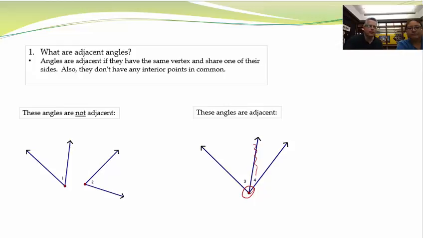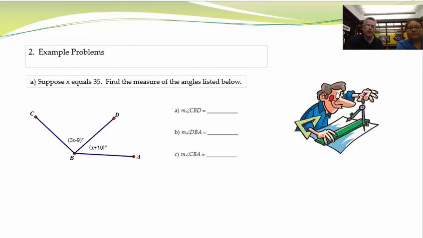Okay, so let's see our first example here. In this problem, we're given this diagram here, and given that x equals 35, we have to find some angles. The first angle they ask for is CBD. If you remember, you can trace this out. If you trace out with your finger, you trace out this angle right here. To figure out what that angle is, we just have to put 35 in for x. We do 3 times 35 minus 9, and that would be 96. So this one's 96 degrees, a little bit more than a right angle.